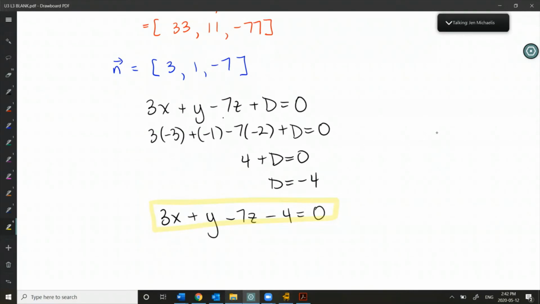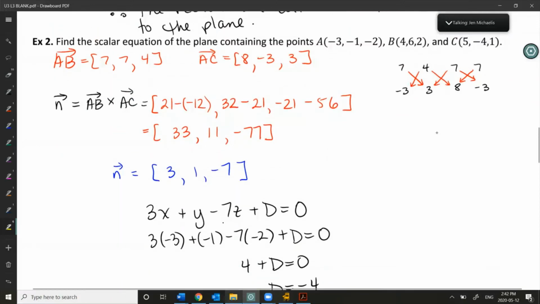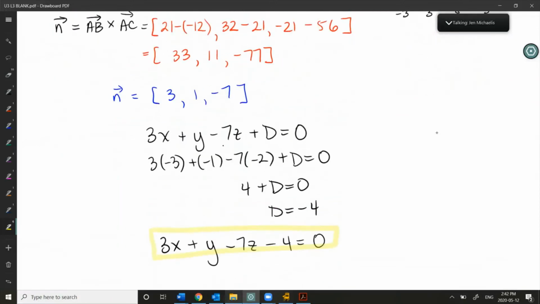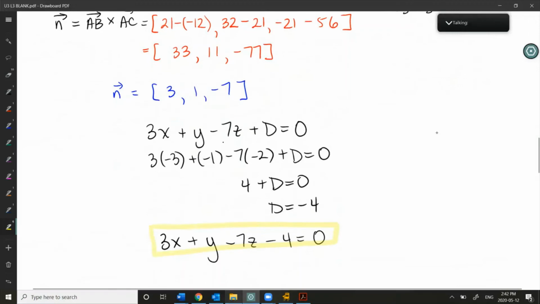Okay, the nice thing about the scalar equation, and the reason we like the scalar equation of a plane, is because it gives us a similar way that we can express an equation of a plane, because there are many different equations that can be generated when we do vector equations of planes.